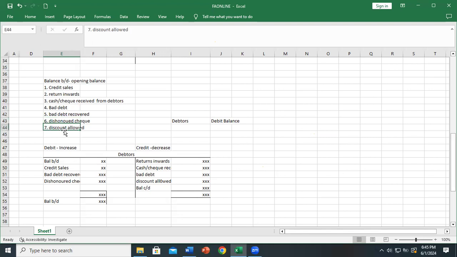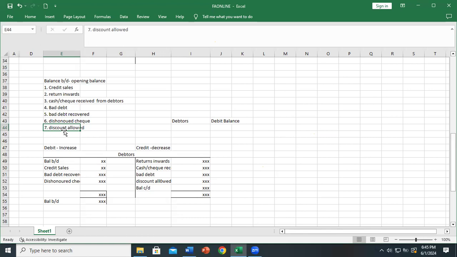Now the last one, which is discount allowed. I don't need to speak a lot about this because we all know that discount allowed means that you are asking your debtors to pay less of how much they owe you. So in a way, it's reducing their balance.